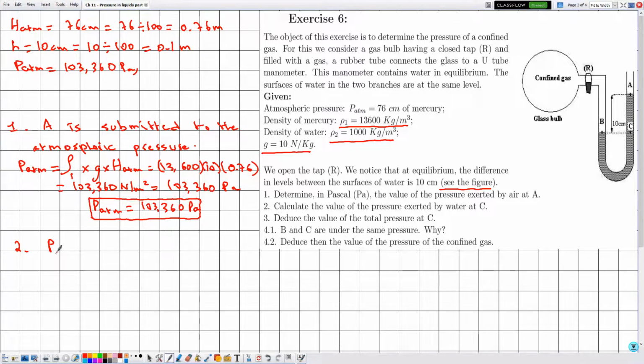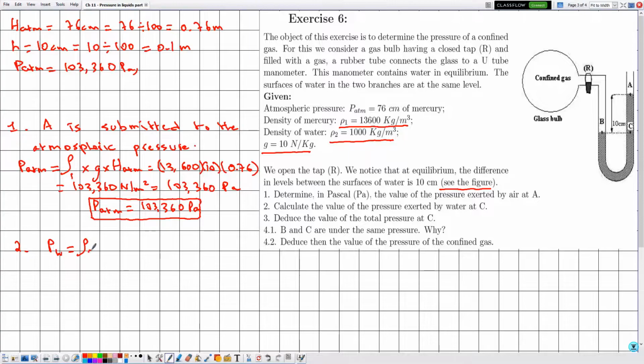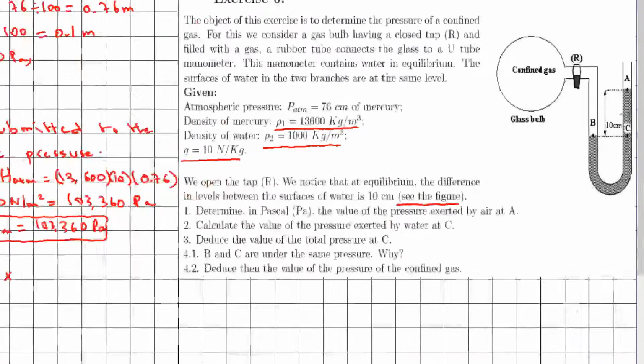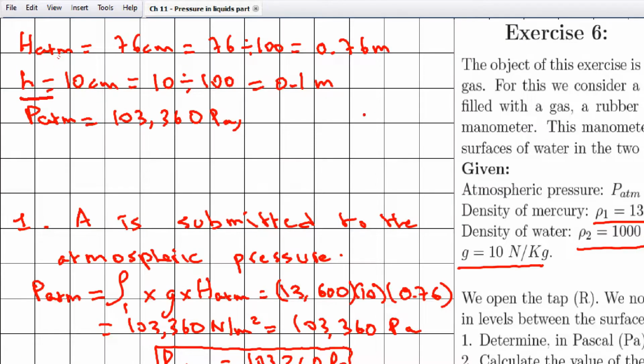Let's denote this pressure by PW, which is equal to the density of this liquid, which is the density of water, denoted by ρ2, times g, times the depth at which we are calculating this pressure, which is 10 centimeters, denoted by h, which is equal to 0.1 meters.